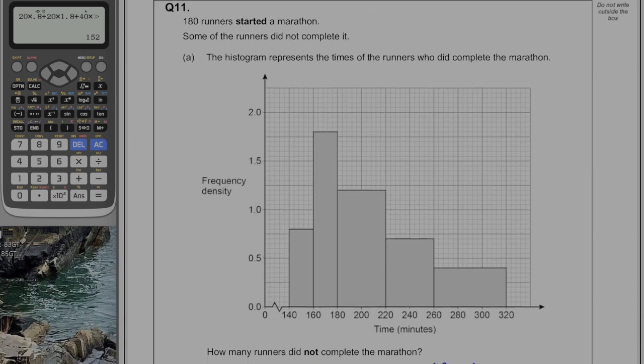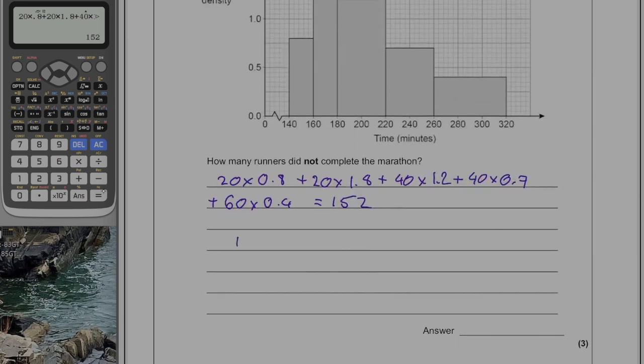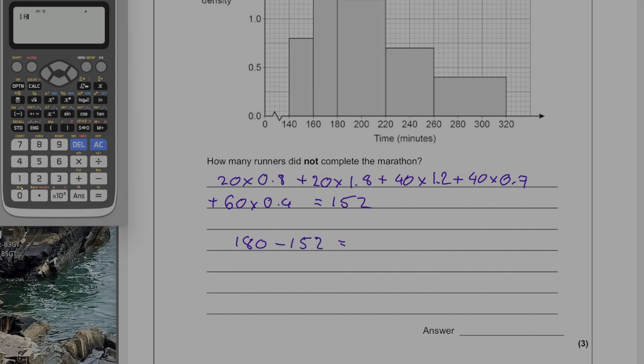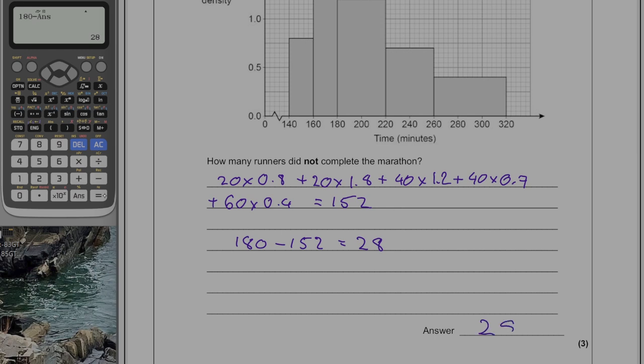The race was out of 180 people. So we're going to do 180 minus 152. So that's going to give us an answer of 28. So 28 did not finish the race.